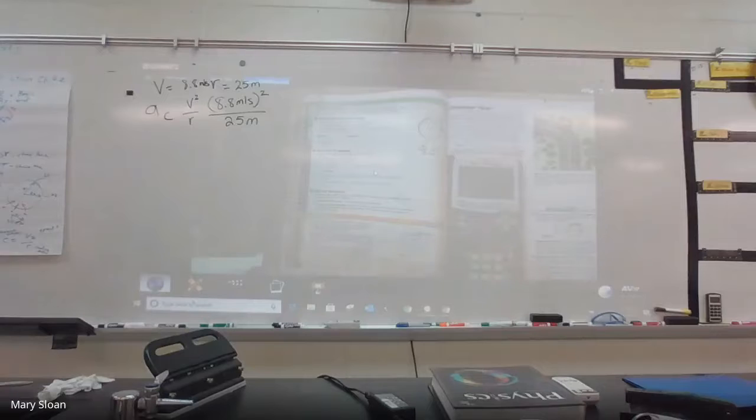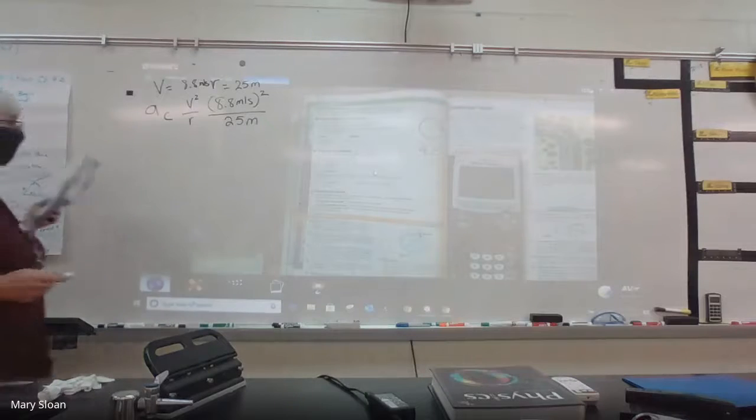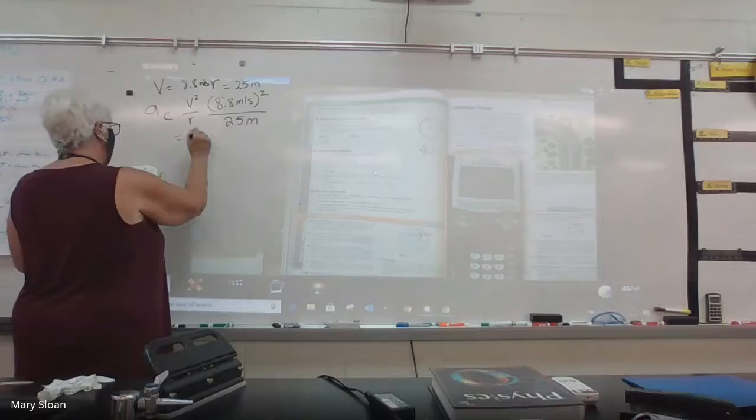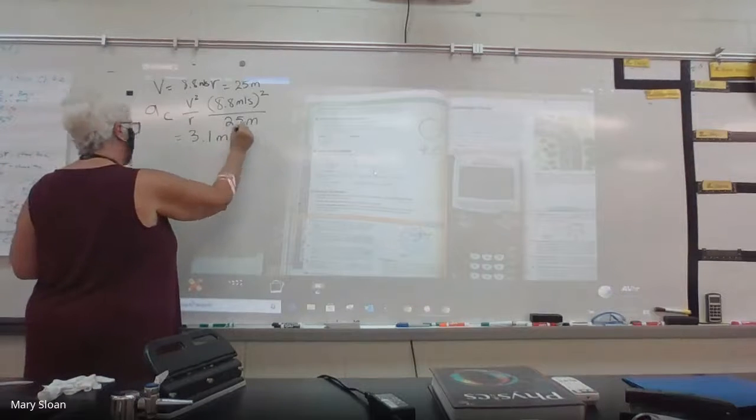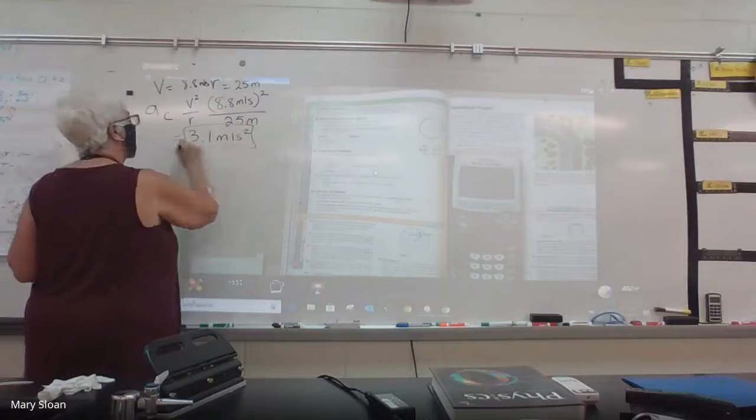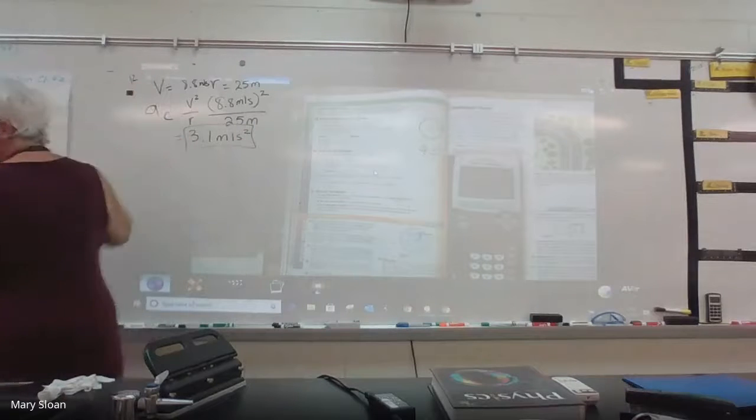I don't need to change my mode or anything, do I? No. Okay. I put a bracket around the 8.8, then the caret square, and then divide that by 25. What did you get? Yep. So I'm going to say it's 3.1 meters per second squared. Perfect. If y'all will please write that down in your book for number 12.